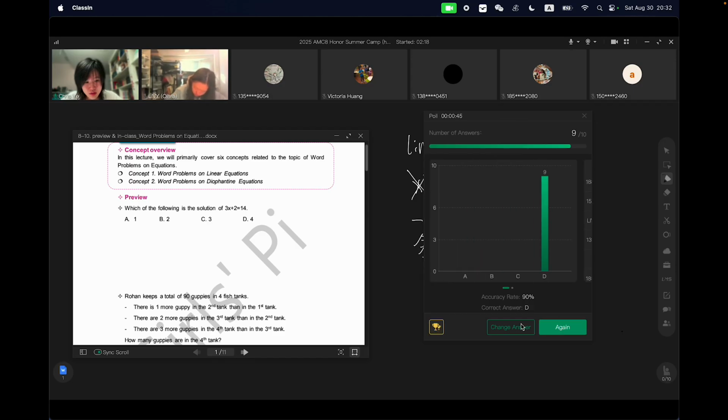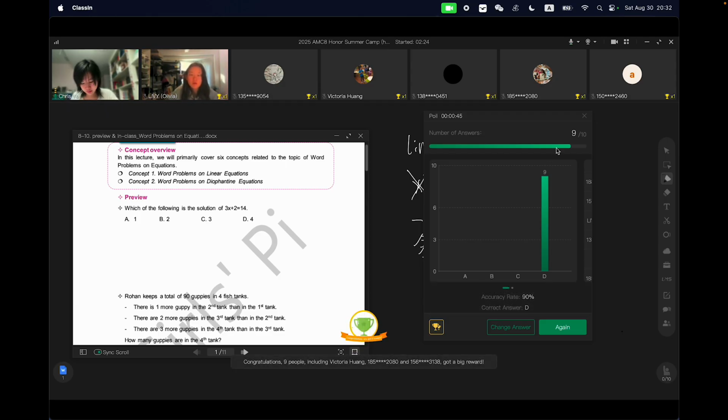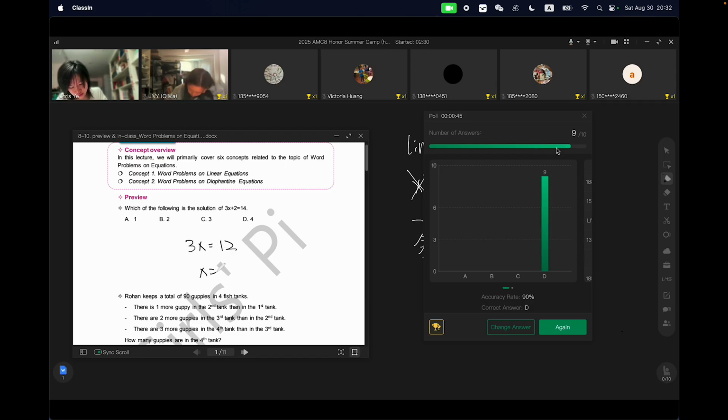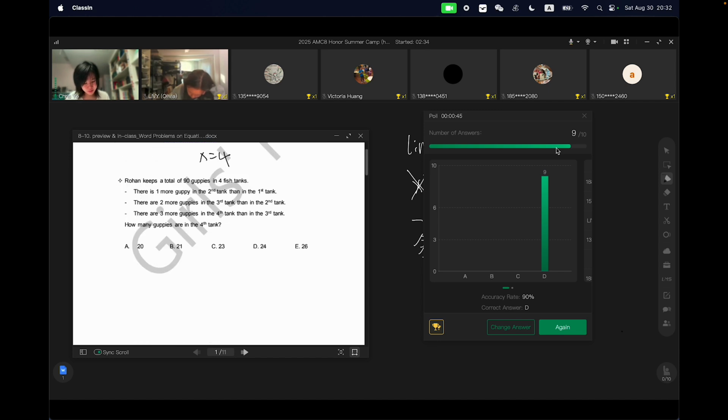Okay, so everyone got it correct. So congratulations, and this one is pretty simple. Basically what we have to do is just 3x equals 12 and x equals 4. That's why D is correct. And now let's move on to the next one.